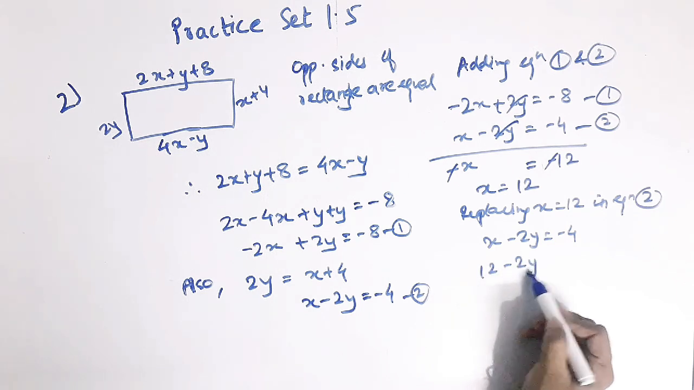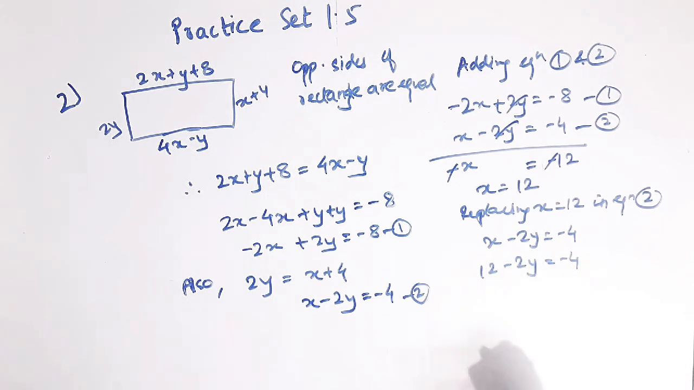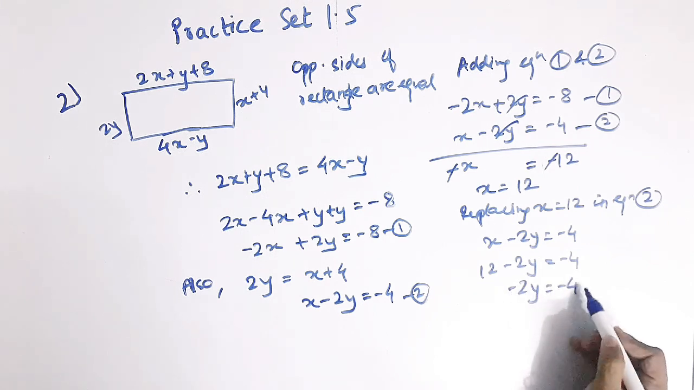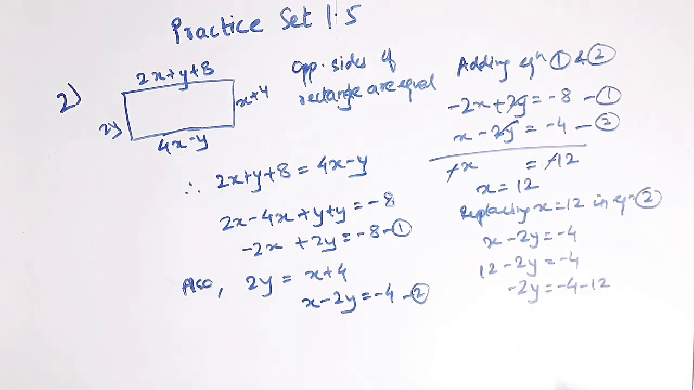12 minus 2y equals minus 4. Now minus 2y equals minus 4, this is minus 12. So minus 2y equals minus 16. Minus minus gets cancelled. Y is equal to 16 upon 2, which is 8. So we got x as 12, y as 8. We got the values of x and y.